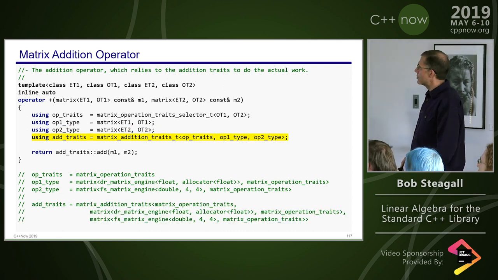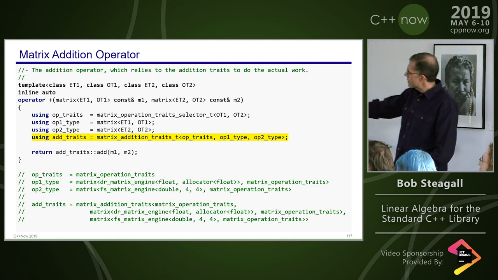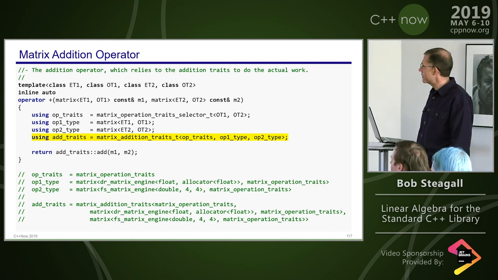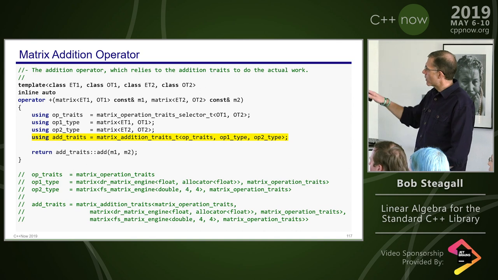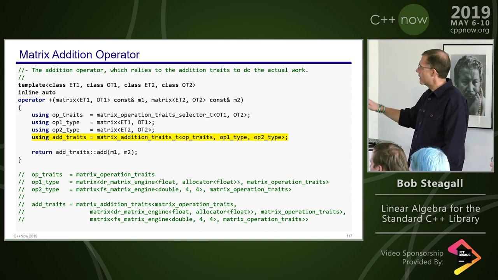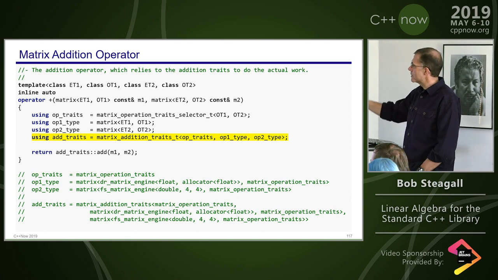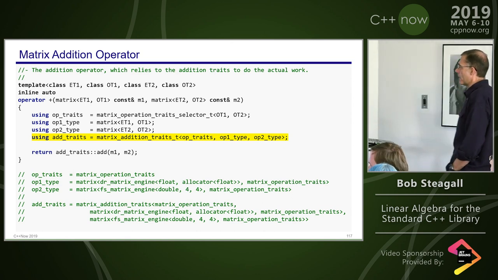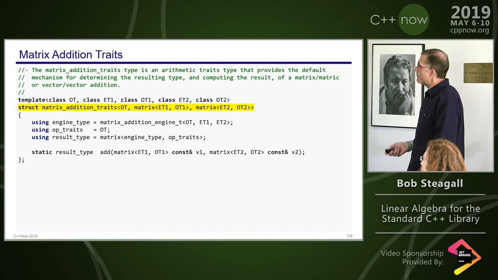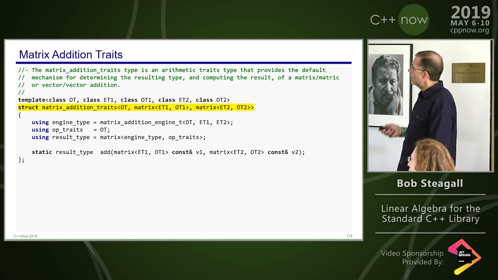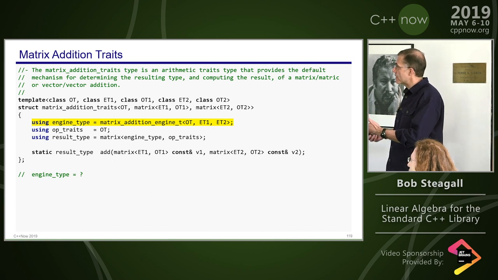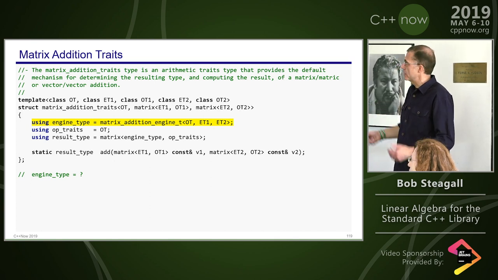Now we're going to go to add traits, and when we spell that out, this is the matrix addition traits that we're going to use, right? We're going to call matrix addition traits, and we're going to say the resulting operation traits is matrix operation traits. Here are the types of the two matrix operands. We drop into matrix addition traits. Matrix addition traits says, okay, I'm going to add two things, and you'll see at the bottom is a member function that actually does the addition.